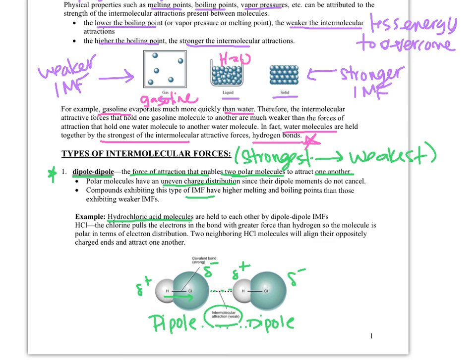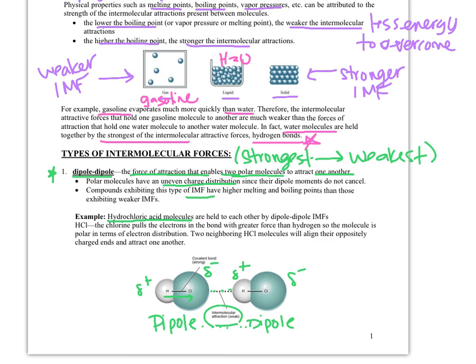So hydrochloric acid molecules in this example down here are held together to each other by the dipole-dipole IMFs. And the chlorine's pulling the electrons in the bond with a greater force than the hydrogen, so the molecule becomes polar, right? And then the two neighboring molecules are aligning so that the charges are oppositely aligned, and then they can attract to each other.